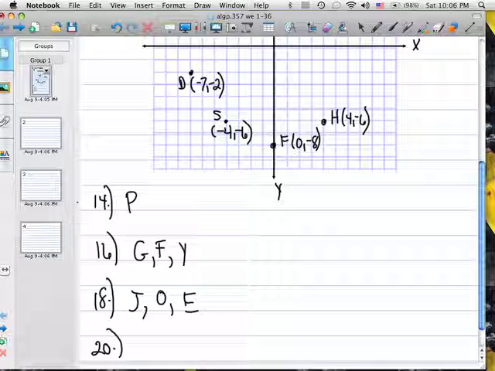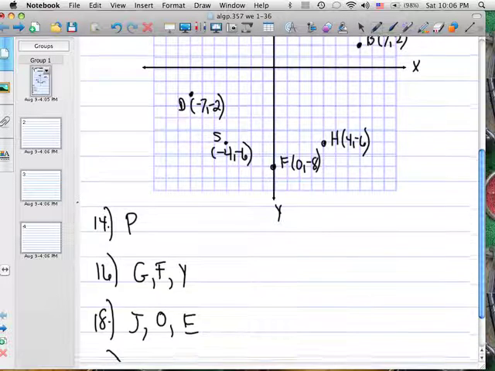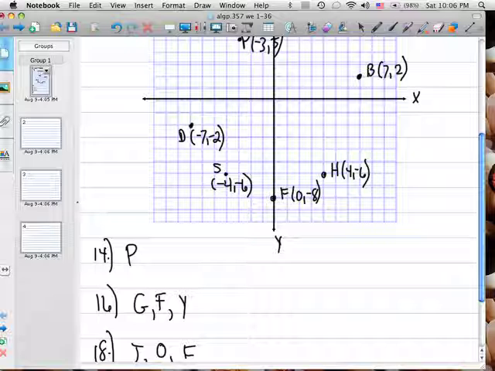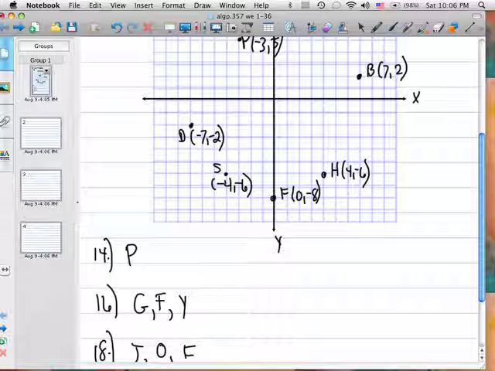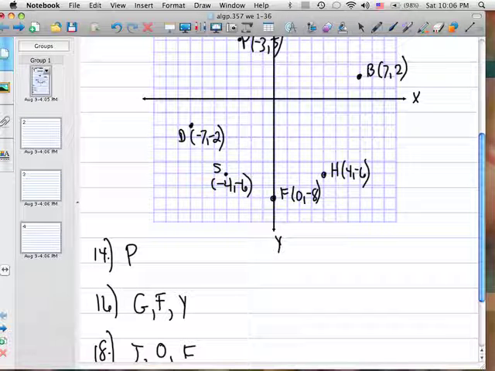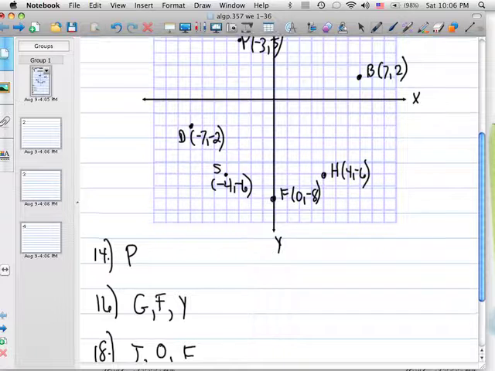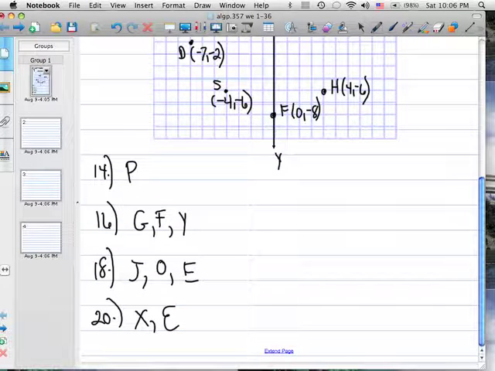20, the points on the axes, 5 units from the origin. So the origin is here, and you want any points on the x-axis or the y-axis that's 5 points away from the origin. And there is one on the x-axis at the top. There's X. And there's also E. There's an X on the y-axis that's 5 away. And then E on the x-axis is 5 points away from the origin. So X and E work.